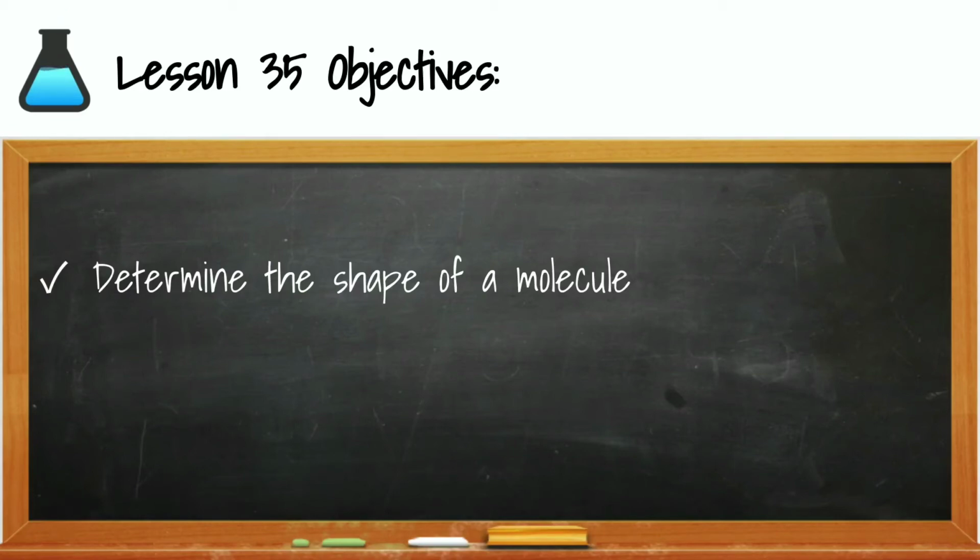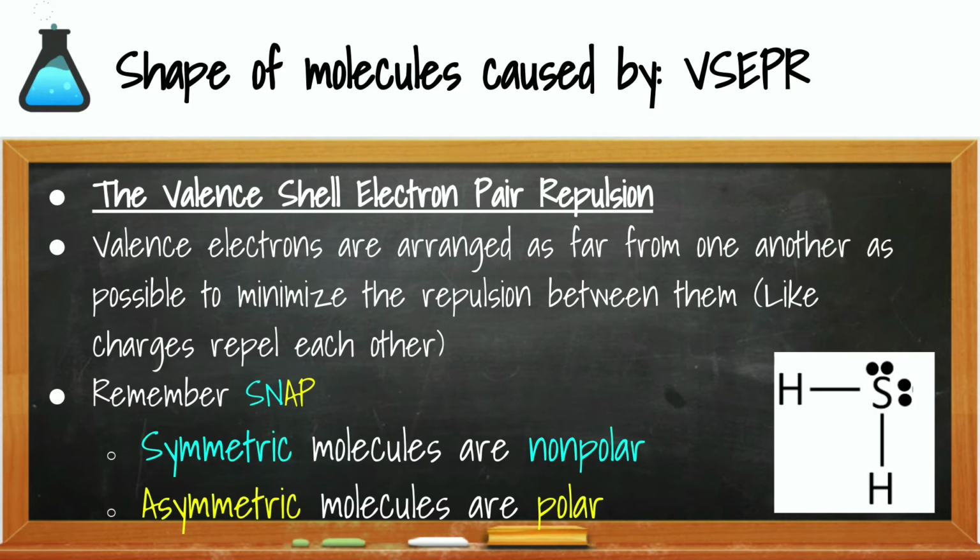In this lesson, you are going to use the VSEPR theory to determine the three-dimensional shapes of covalent molecules. Recall that ionic salts have a crystal lattice structure. The three-dimensional shape of a covalent molecule is determined by the VSEPR theory, or the valence shell electron pair repulsion theory, which states that negative electrons arrange themselves so that they can minimize their repulsion around a central atom.